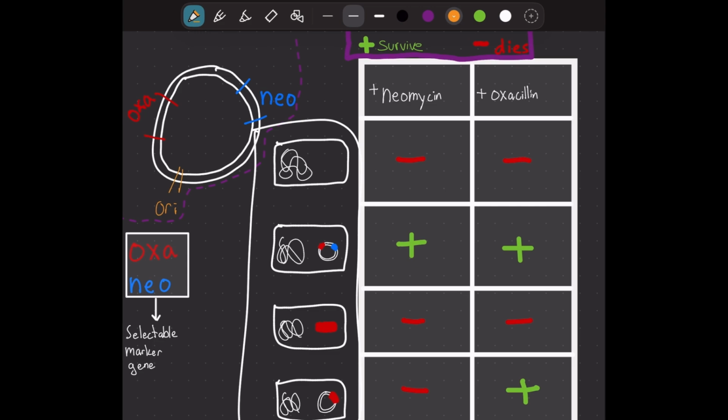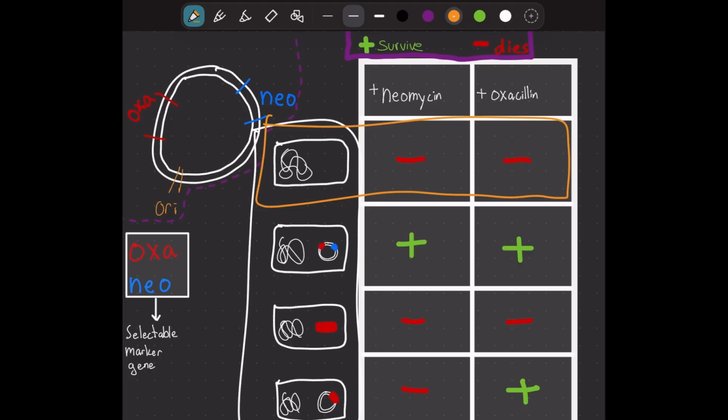At the top, you guys see that the positive green refers to the surviving and the negative red refers to dying. You could also think about it as growth versus no growth. So in the first situation, we have our non-recombinant, no plasmid, no foreign DNA, just the regular E. coli with only chromosomal DNA. And in this situation, when placed in either neomycin or oxacillin, neither one of them will survive.